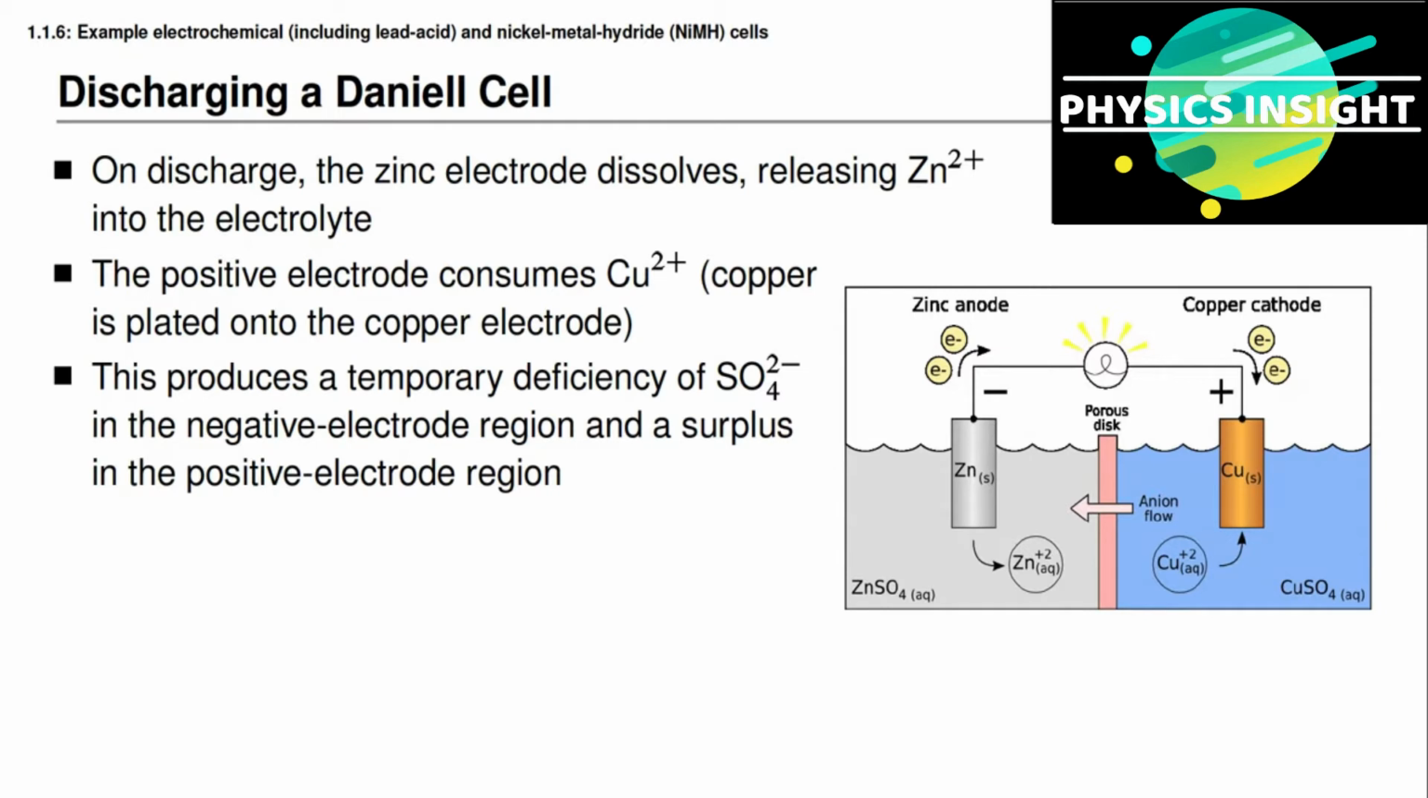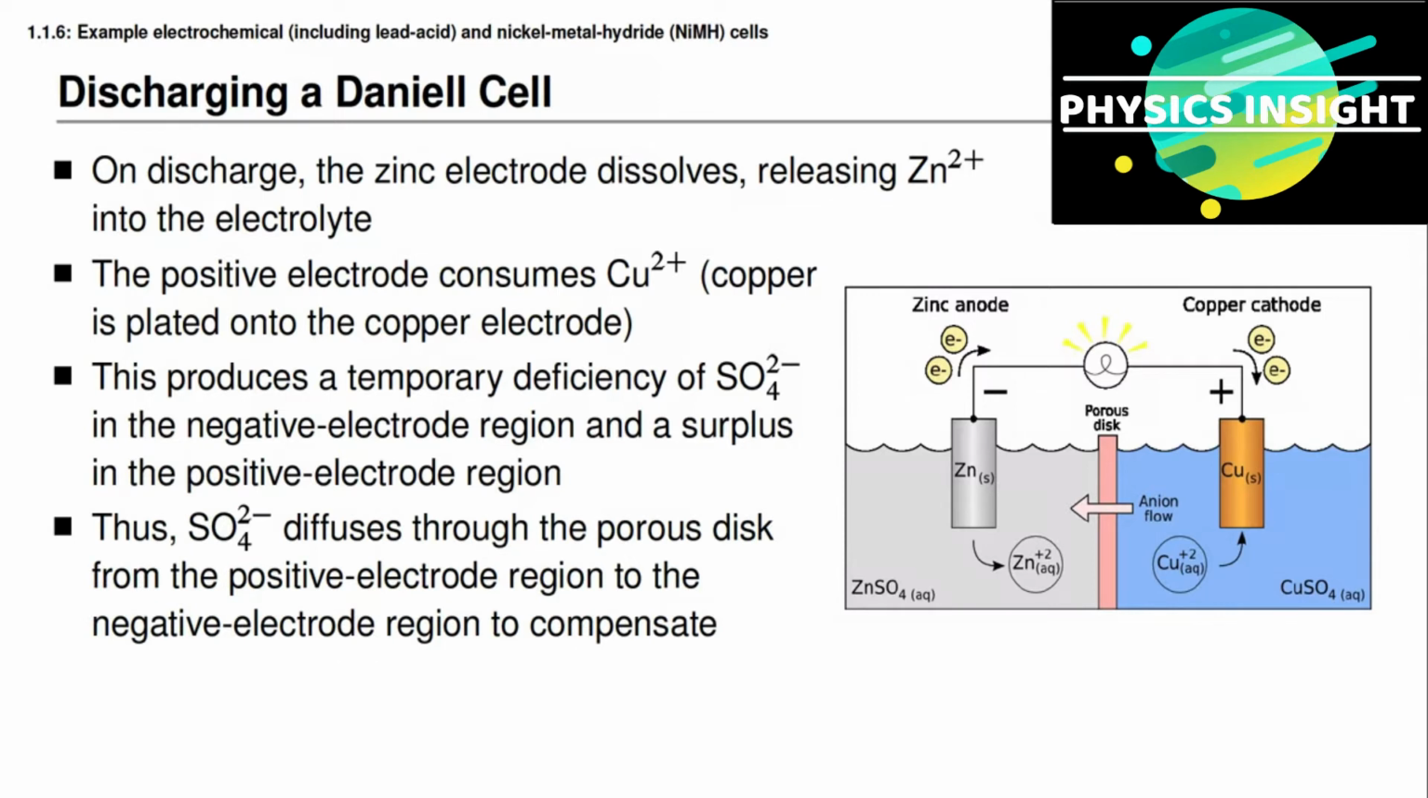Because a zinc cation is being produced at the negative electrode, there will be a local net positive charge in the electrolyte there at that point in time. And similarly, because copper cations are being removed from the electrolyte in the positive electrode, there will be a local net negative charge in that region. So this difference in charge at local points in the cell causes the negatively charged sulfate ions to migrate from one side of the Daniell cell to the other through the porous disc in the center of this cell.